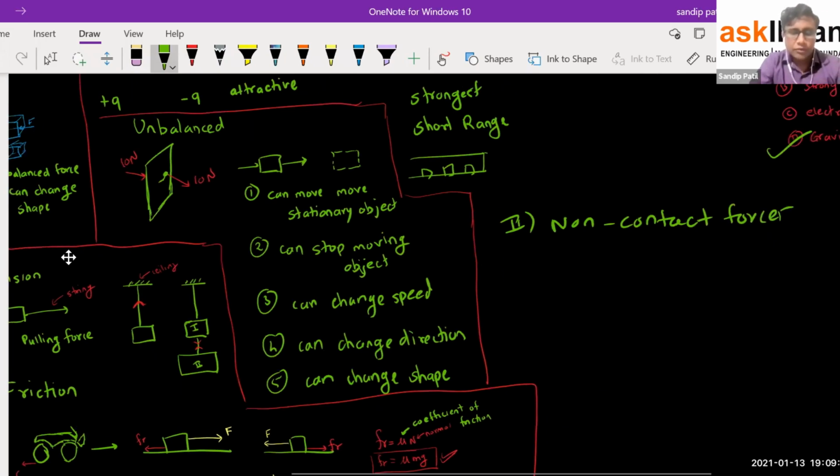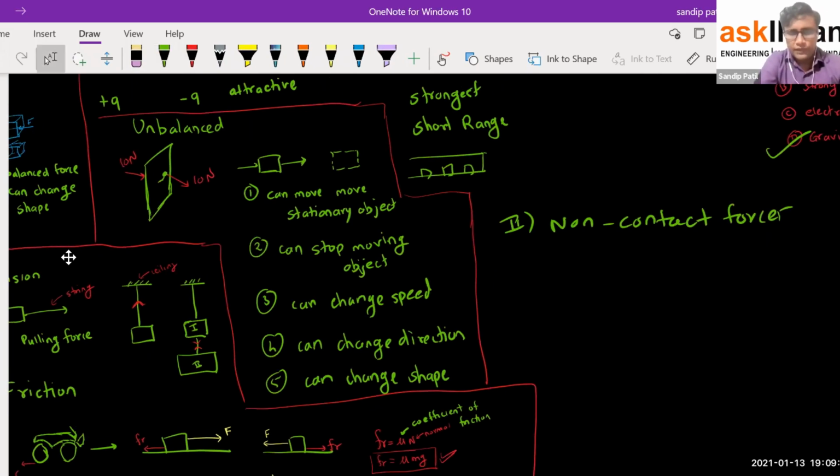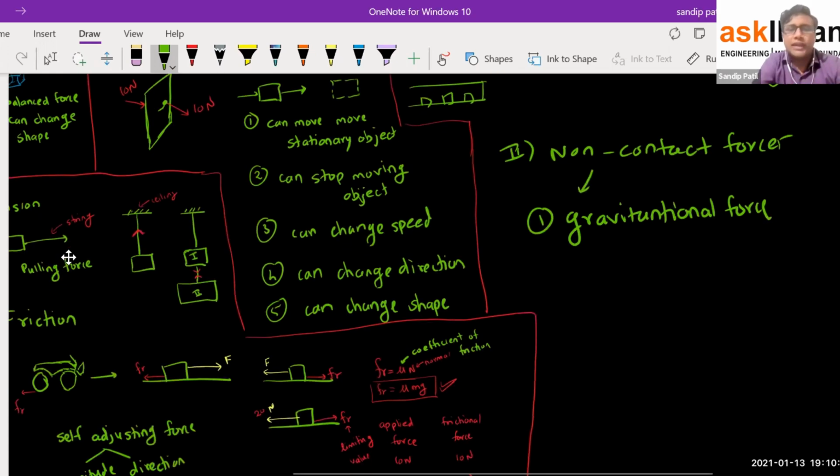So which are the non-contact forces? Anybody? We also have written one force here, right? So the first type we can do is the gravitational force. Gravitational force is a non-contact force. So it does not need to be in contact.